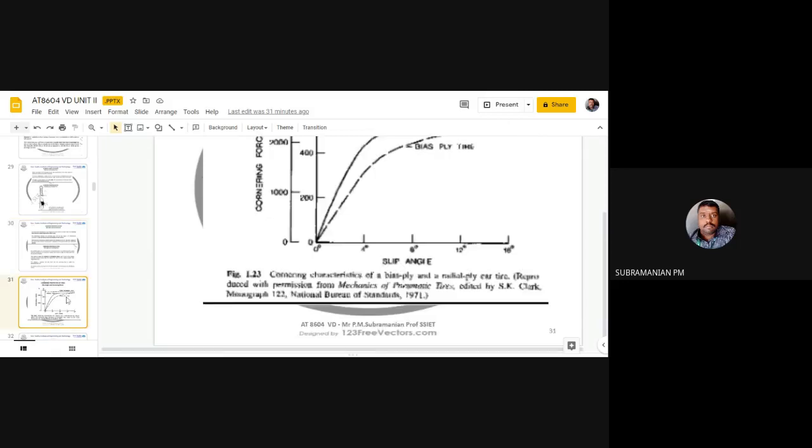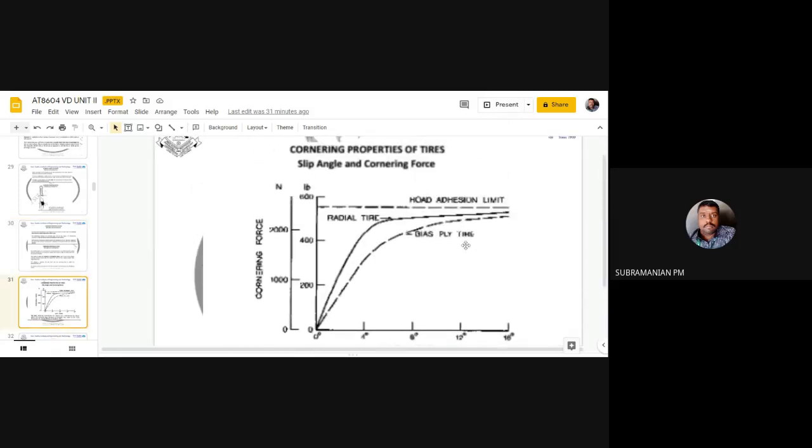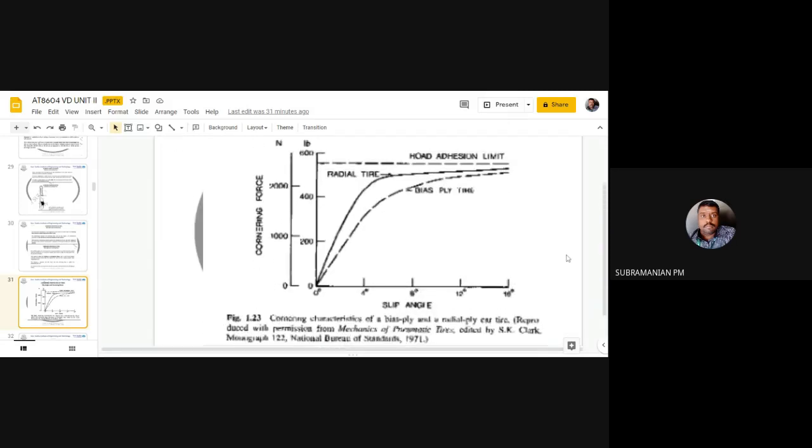Okay. Next, you can see this is a very important curve. If it is a conventional exam, you should be practicing this sketch. The indication is very easy, because for the current exam scenario you have to understand the end result only. But in the previous conventional mode, you should be able to draw the sketch. So you can see, this is the cornering force characteristics, that is, the cornering force versus slip angle.